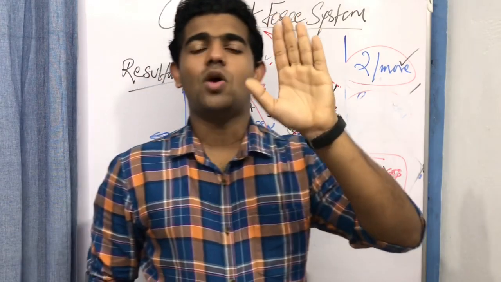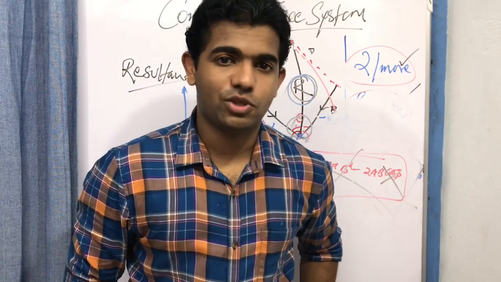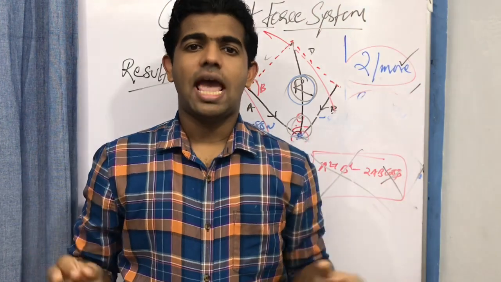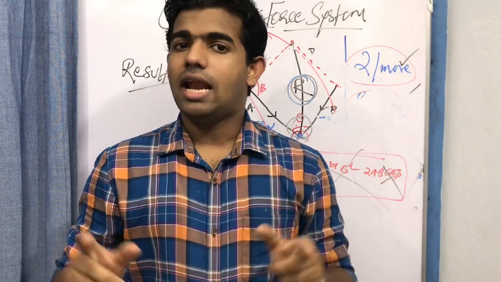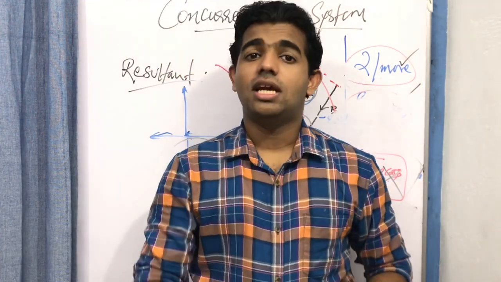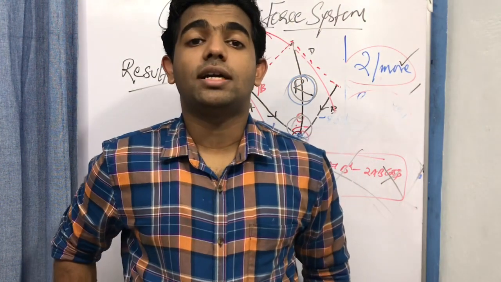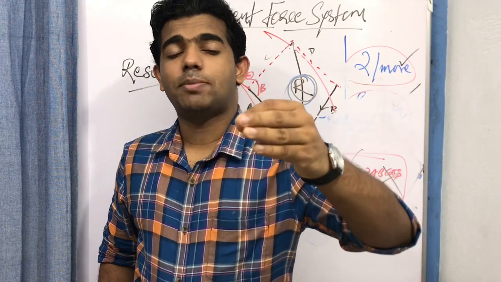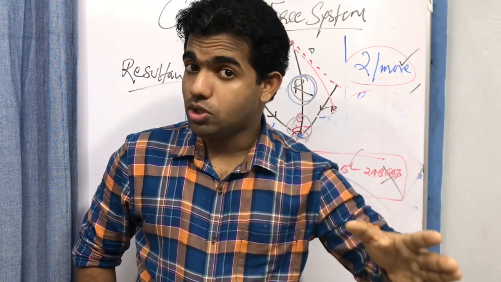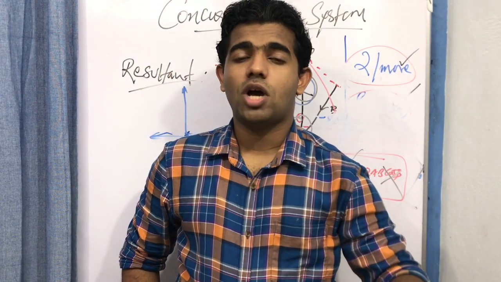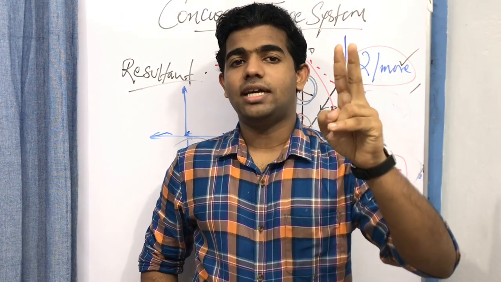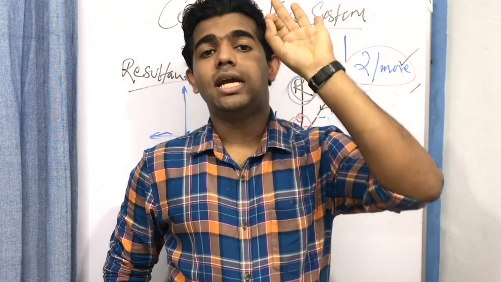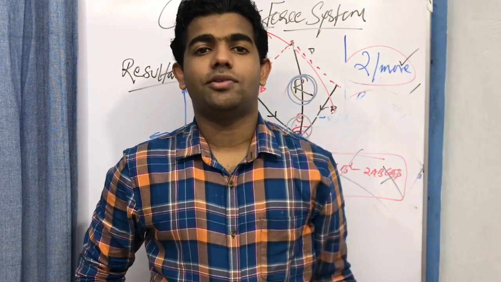Okay, so now let me summarize the concurrent force system. What is a concurrent force system? When two or more forces acting on a segment lie at an angle to each other, then those forces are part of a concurrent force system. The resultant of the concurrent force system can be found by the composition of parallelogram method, where you draw two parallel lines and a diagonal which intersects the parallel lines at the point of application. The diagonal gives you the resultant of the forces.